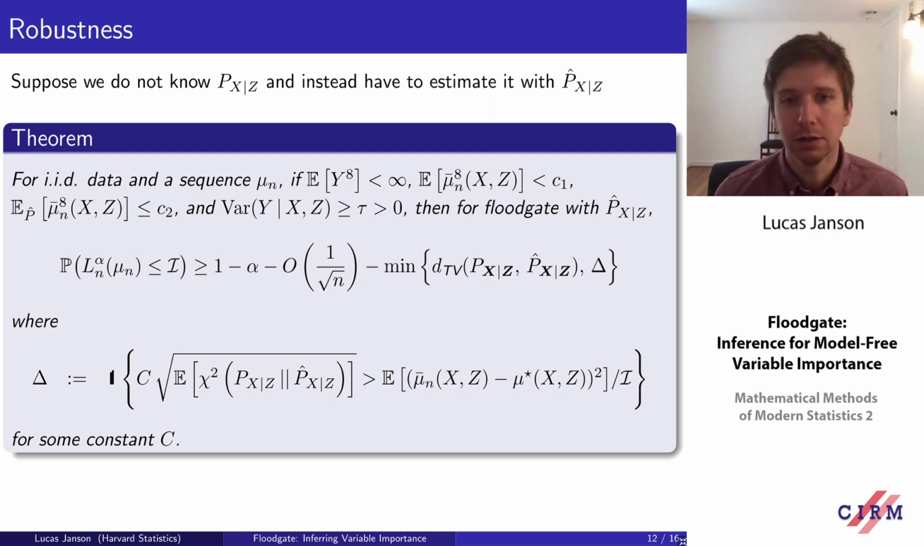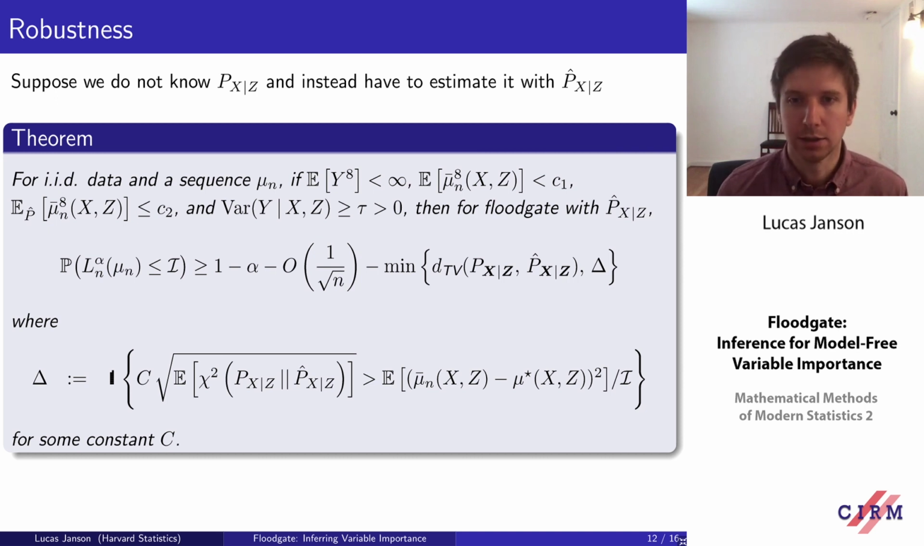And it takes the value 0 when, and so we have this inequality inside the indicator function, that on the left-hand side has a constant times a measure of the estimation error in estimating x given z. And on the right-hand side, we have, again, this mean squared error of mu bar n, divided by I.